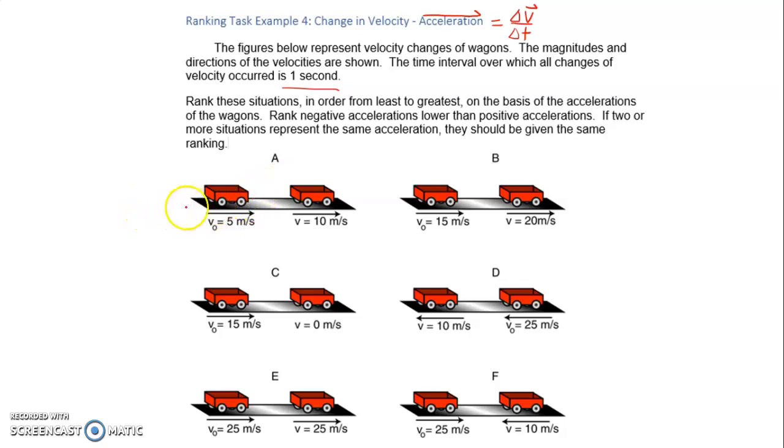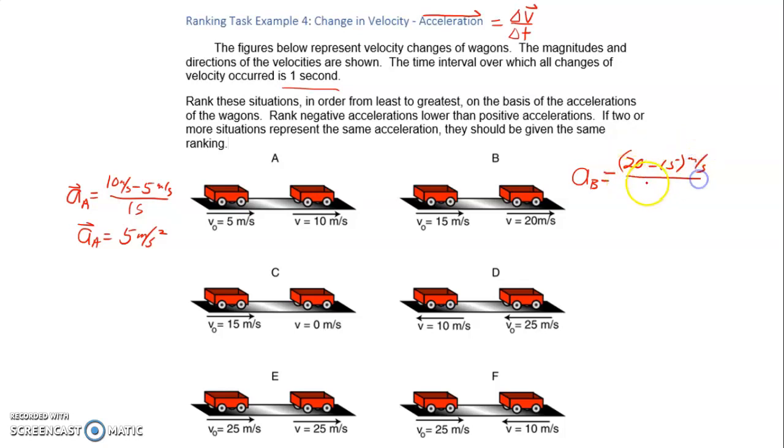We look here, and for each one, we'll just write it out to the side. The acceleration for case A is equal to the final velocity, which is 10 meters per second, minus the initial velocity, which is 5 meters per second, divided by 1 second, and you can see that we have an acceleration of positive 5 meters per second squared. And then I'm just going to go through this for each of the 6 cases. So for B we have 20 minus 15, and I'll just put my units outside the parentheses here, divided by 1 second. And this one is the same as A, 5 meters per second squared.